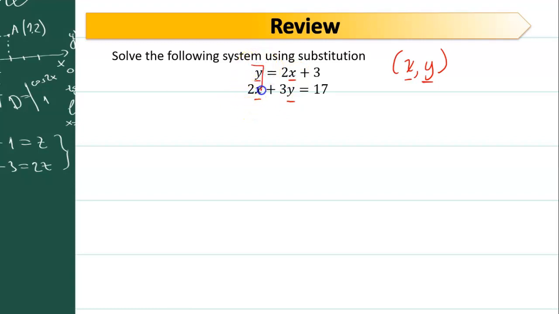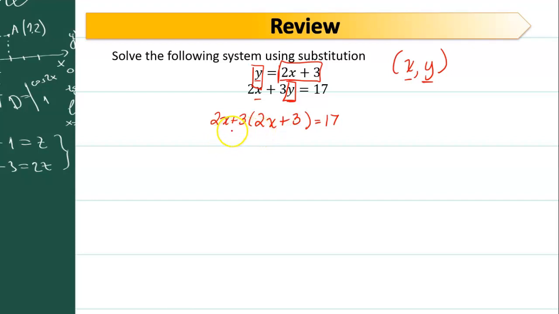And I already know that y is equal to 2x plus 3, then I can replace y in the other equation. So the other equation is going to stay exactly the same, but I'm going to replace y with a different thing that I know y is equal to. Y is equal to 2x plus 3.